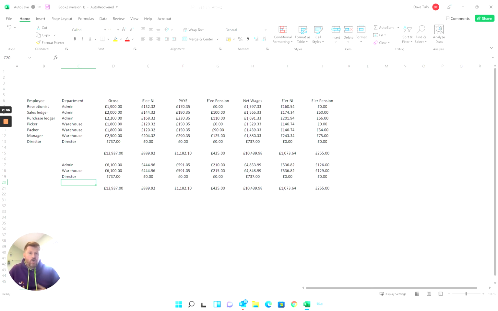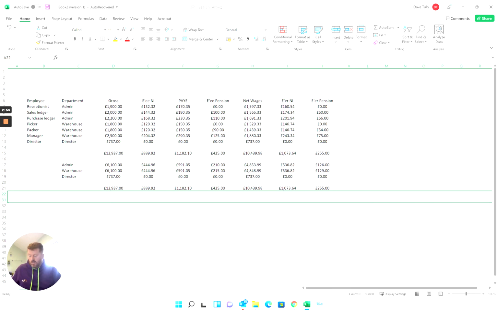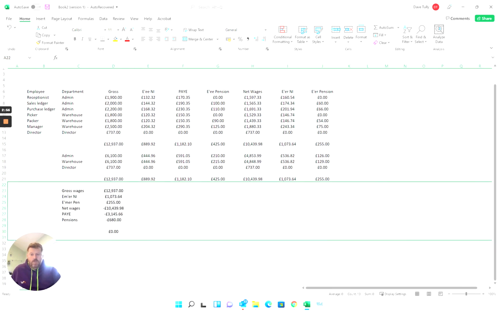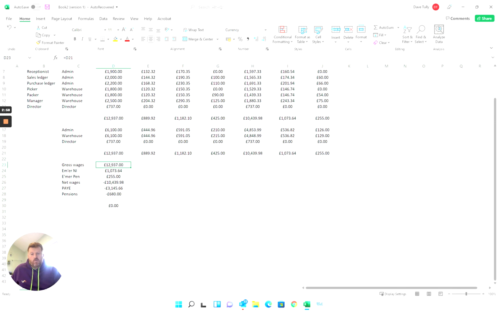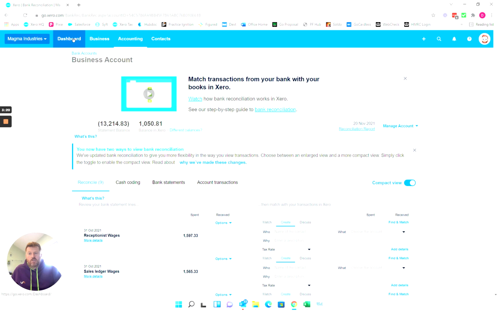Now what we need to do is get our journal ready for posting into Xero. And to do that, we need to make sure our liabilities are all matched up. So here, as you can see, we have our gross wages, our employer's national insurance, our employer's pension, our net wages, PAYE, and pensions. These are liabilities that are owed to different people, so we go to our balance sheet. And as you can see, that all nets down to nil. So that shows you that we're all in the right spot to process these wages. So in Xero, let's go back to the dashboard.